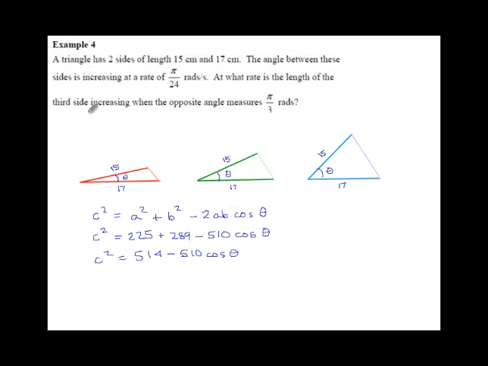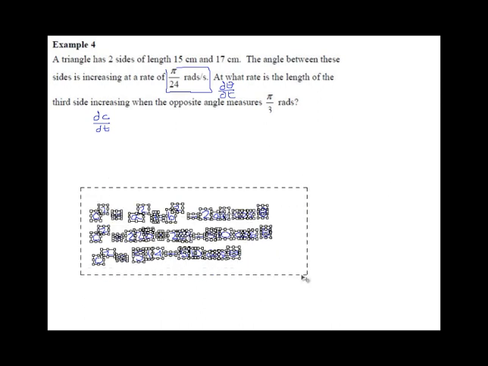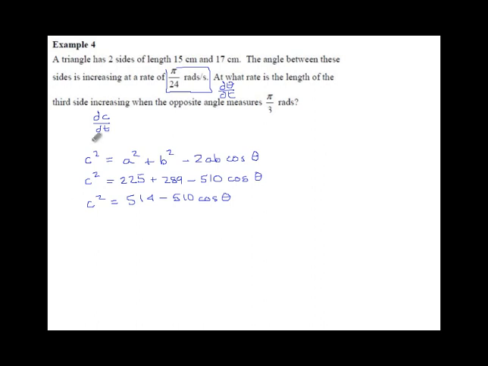Okay, and what we're trying to find is how fast that side is increasing, so we want dc dt. And what we've been given is how fast this angle is increasing, which is d theta dt. So you're probably not surprised to hear it's time to do a derivative. I'm going to get rid of these triangles because I have a feeling we're going to need a bit more space. Scoot this up. So if we do the derivative here, we get 2c dc equals, the derivative of 514 is 0, and then we get minus 510 because the derivative goes right through the 510. And what's the derivative of cosine? It's negative sine, so we get negative sine theta d theta.